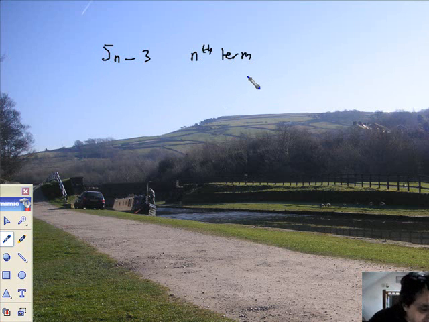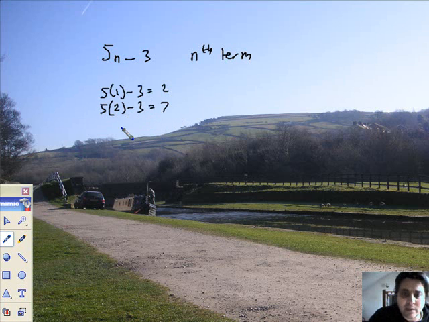It says write down the first 5 terms. Well, the first term is where n is worth 1. So 5 lots of 1 take away 3, it's going to be 2. The second term, 5 lots of 2 take away 3. 10 take away 3 is 7. Next one, 5 lots of 3 take away 3. That's 15 take away 3 is 12.